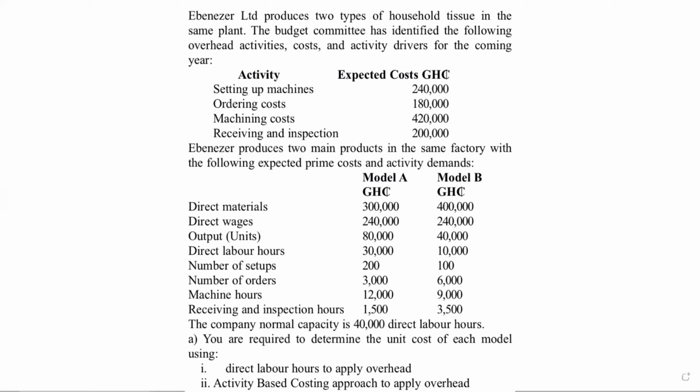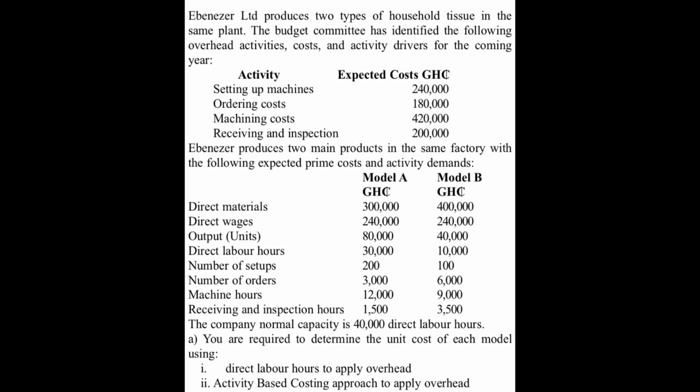So activity-based costing helps a business see the true cost of making each product, so they can set better prices and cut unnecessary expenses. When they want to see the true cost of a product or service, they use activity-based costing. So we have a question here. We're going to solve it together. Let's go through it. I'll read the question.